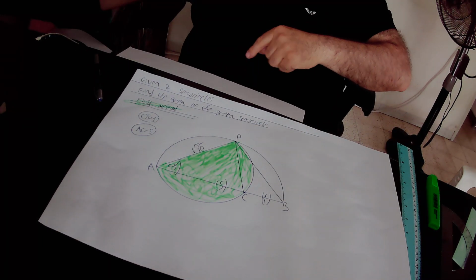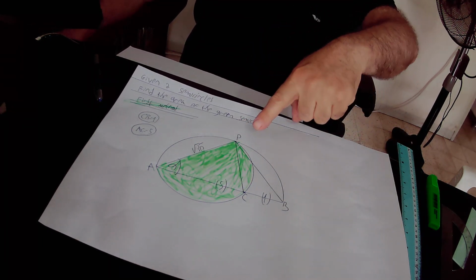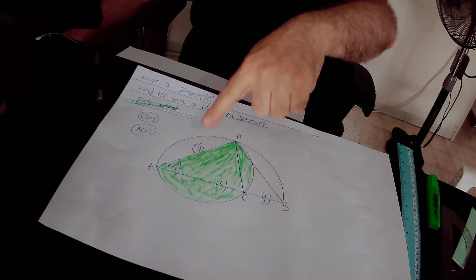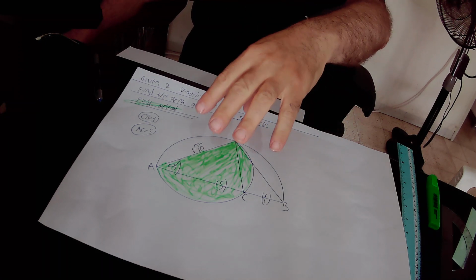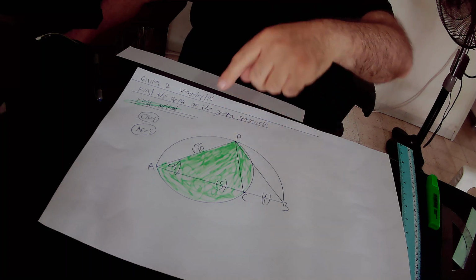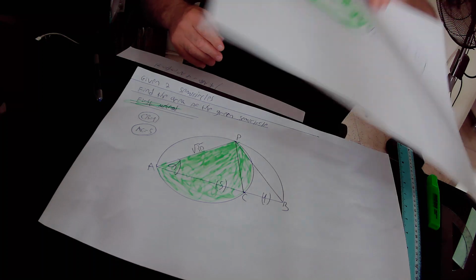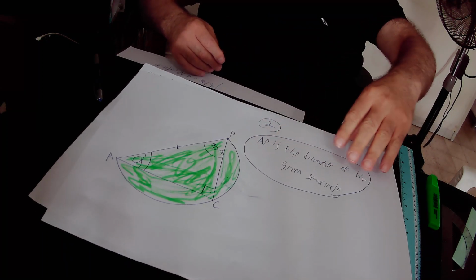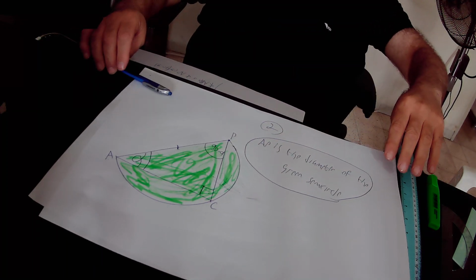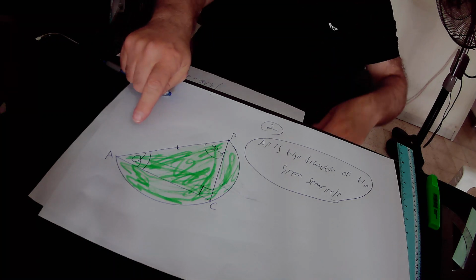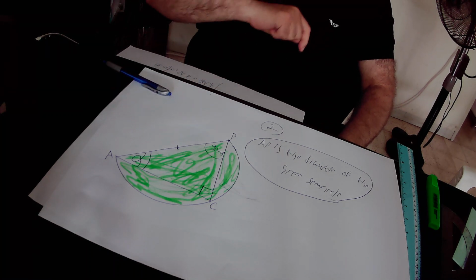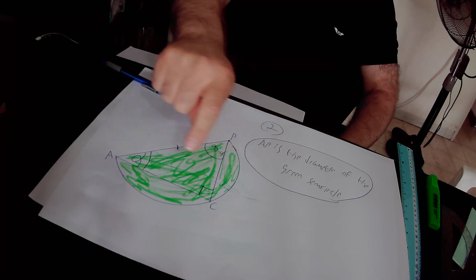In the next step, we join points P and C together by a straight line, and then I copied the green semicircle in a new page, and we implemented rule 7 on the green semicircle. This is the green semicircle that I copied from the original drawing. Again, we know that of course AP is the diameter of this green semicircle.